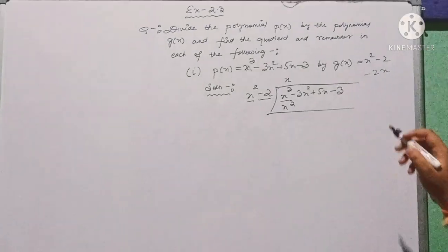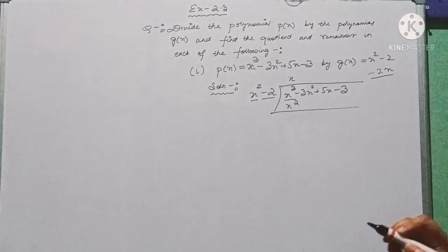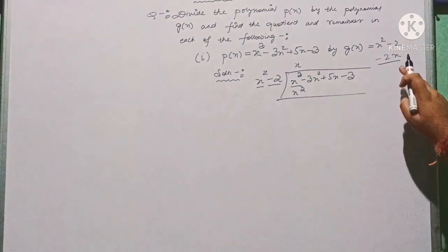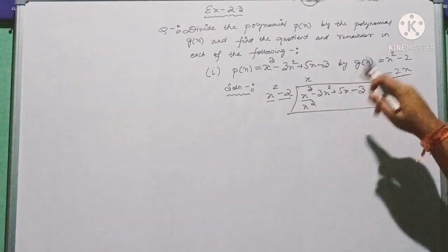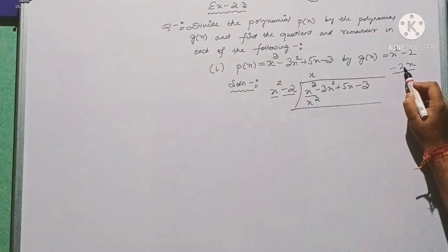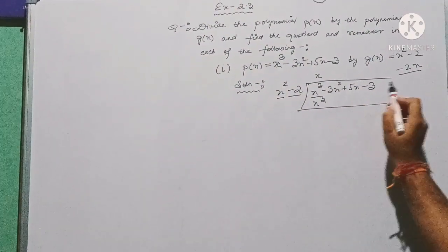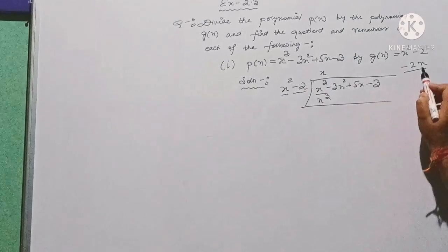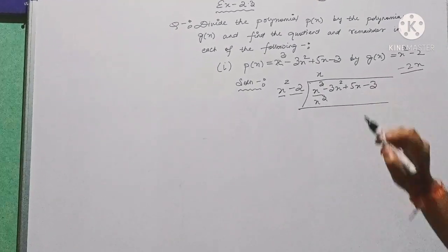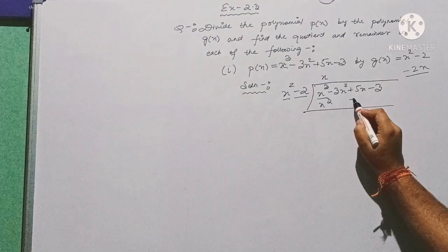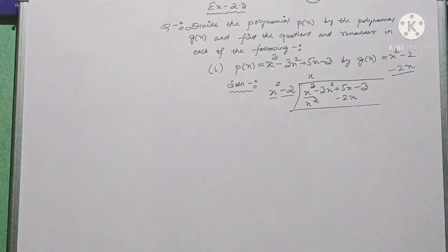Now see, here we have got minus 2x. Now what is the rule? You have to put similar terms in the same column. Here we have 2x, and there is 5x. So put this minus 2x below this 5x. So you will get something like this.